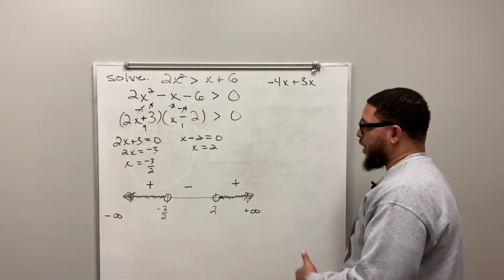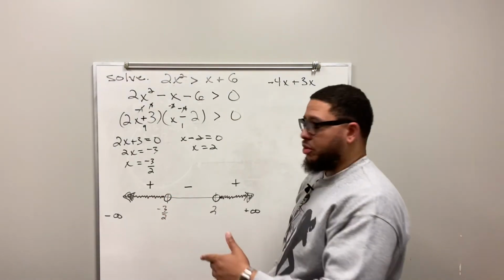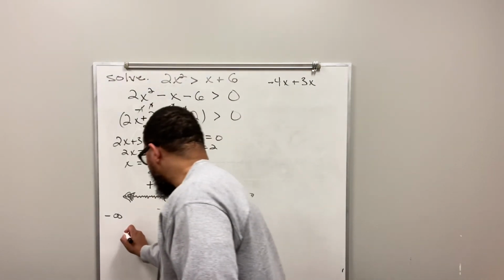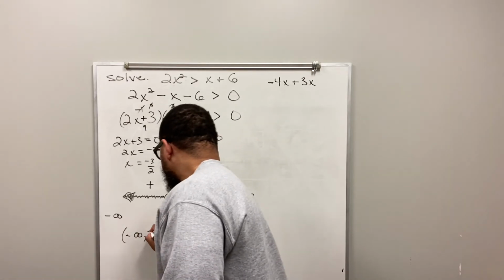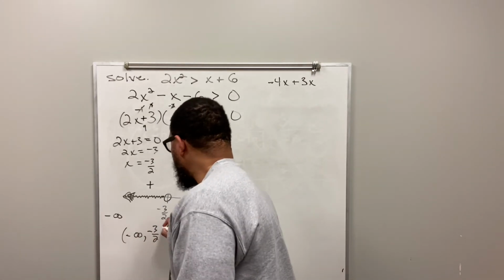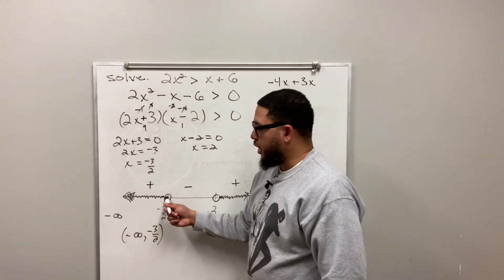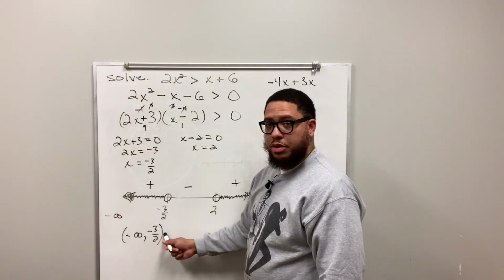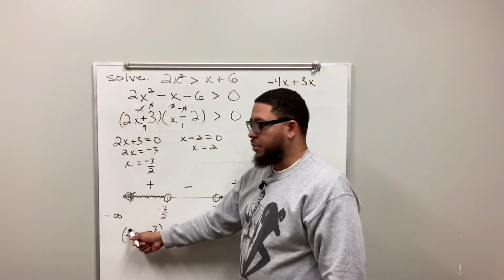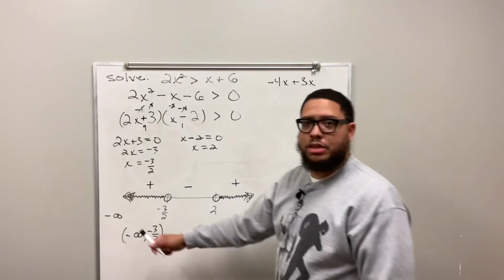Now, the way we write this with interval notation, so this is the graph, right? All right, interval notation, we will have parentheses, negative infinity, comma, to negative 3 halves. Now, I'm using another parentheses, not a bracket. Why? Because negative 3 halves is not included. There's an open circle. Open circles match up with parentheses. And there's always going to be a parentheses next to infinity. Always.